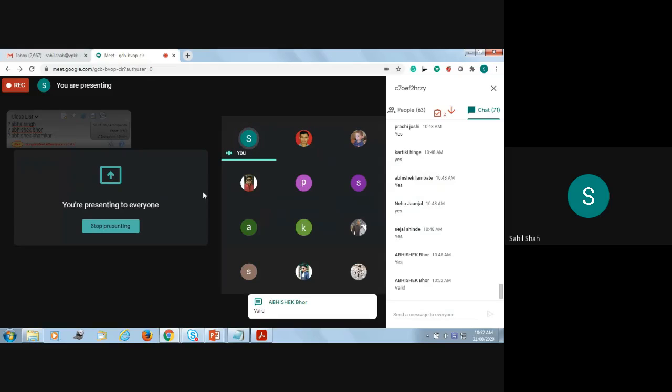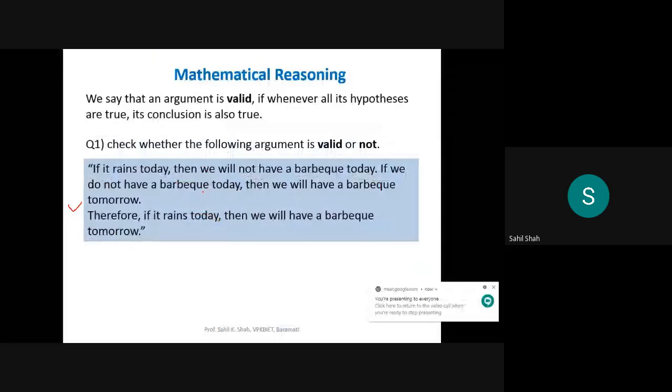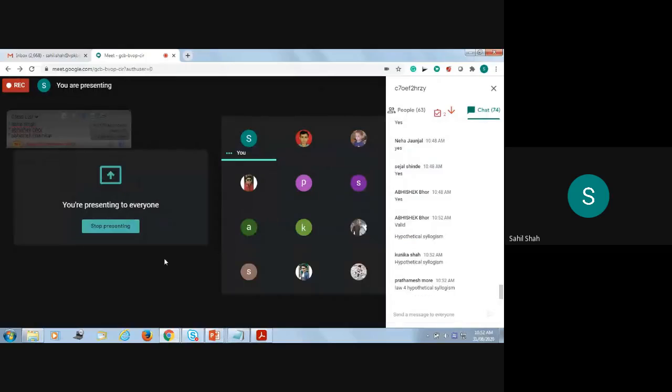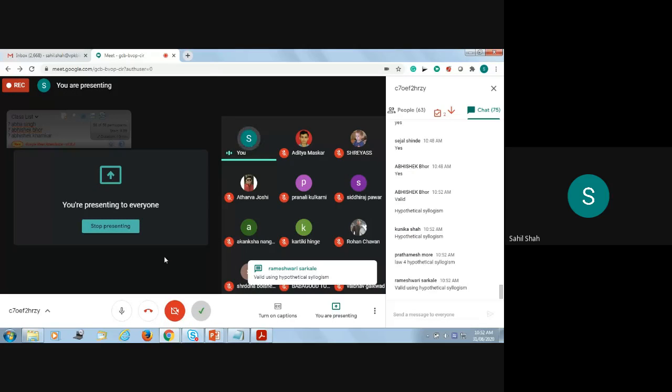Valid. Abhishek is directly saying valid. Okay. Which law have you used, Abhishek? Which law? If it rains today, then we will not have a barbecue today. If we do not have a barbecue today, then we will have it tomorrow. Which law? Law 4, hypothetical syllogism. Very nice.